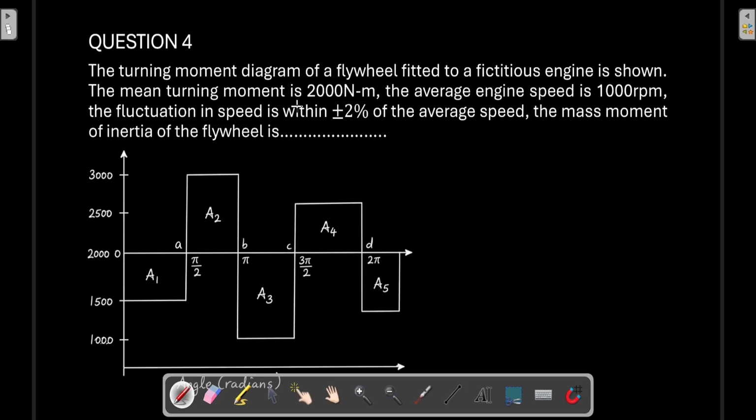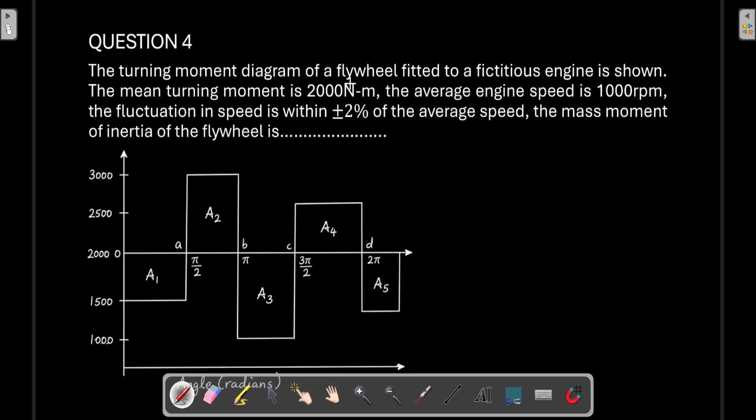Now today I wanted to solve the fourth problem on flywheels. The question reads: the turning moment diagram of a flywheel fitted to a fictitious engine. Of course, this is a fictional turning moment diagram, more or less like the torque produced by a fictitious engine, because this particular turning moment can never be for a real engine. So that is quite understandable.